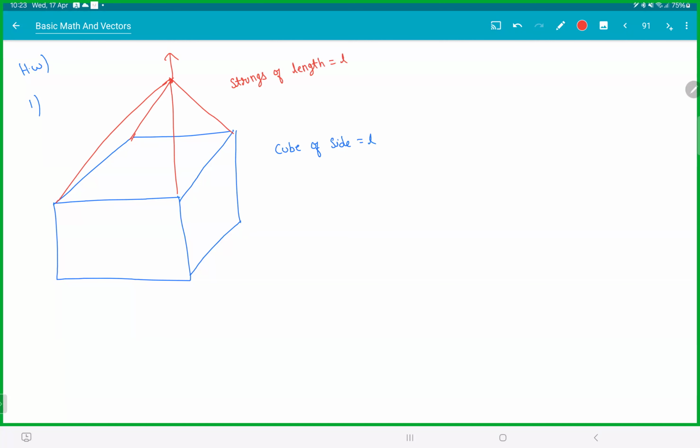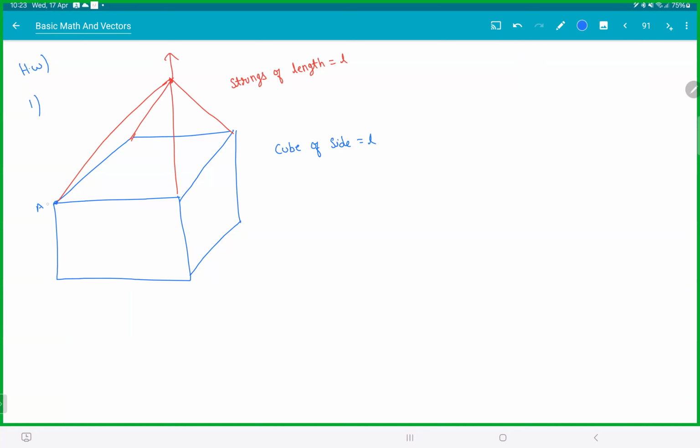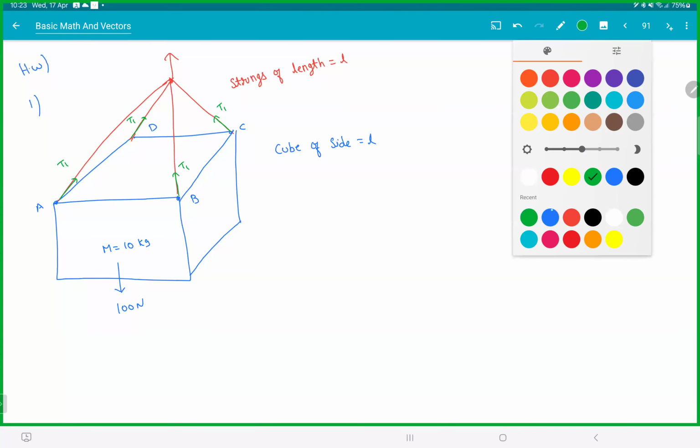So the cube's side is also L. The length of this string is also L. So this is point A, point B, point C, and point D. Let's say the mass M is 10 kg. That means the weight is 100 newtons. So the tension in the strings, since all are identical, is T1, T1, T1, and T1. Got this? You connected the 4 strings on the corner.